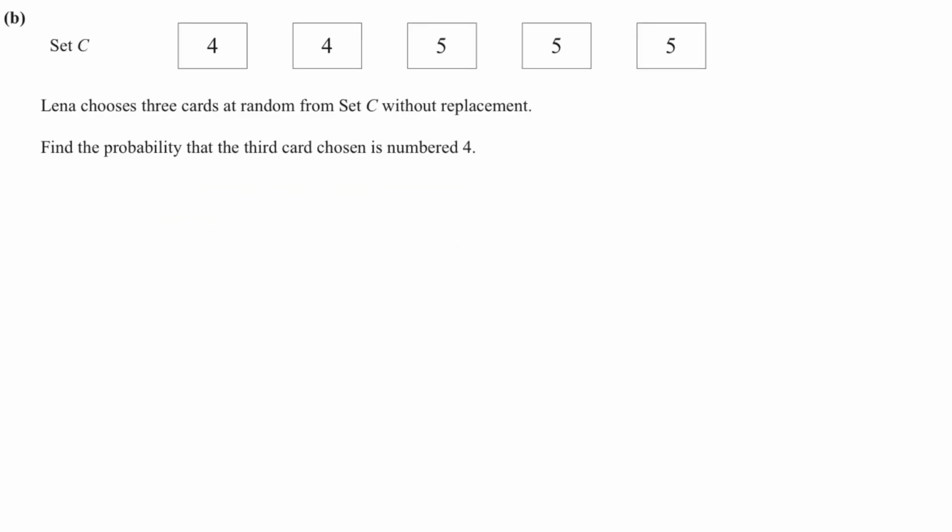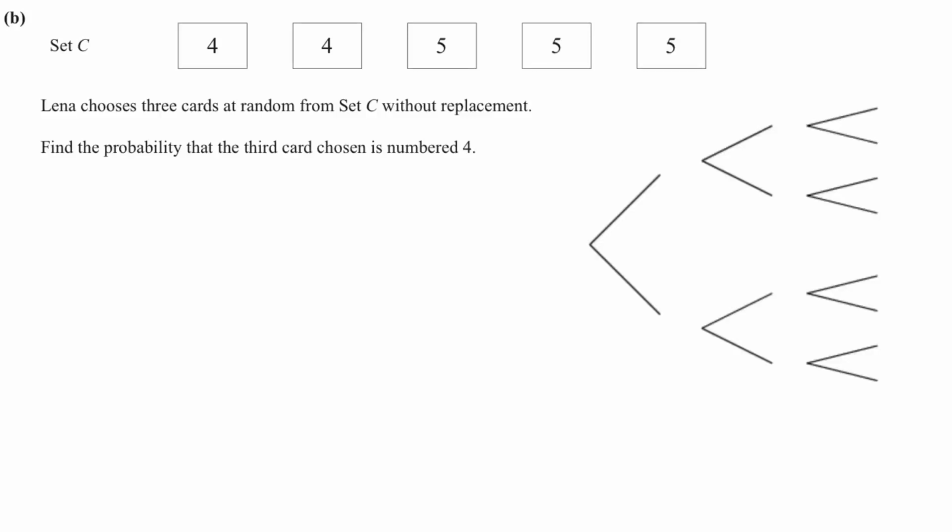In part B, we have been given set C. Lena chooses 3 cards at random from set C without replacement. Find the probability that the third card chosen is numbered 4. In this question, we have to choose 3 cards without replacement. If you make a tree diagram, it will be easier for you to solve it. So let's make the tree diagram. There are 3 branches because there are 3 probabilities.